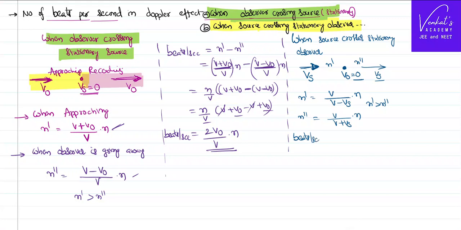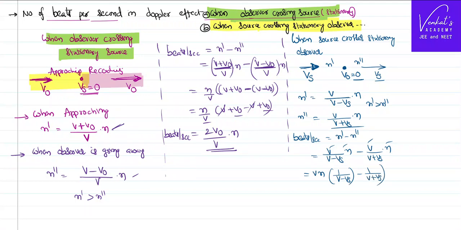So the number of beats per second is the difference in the frequencies, N dash minus N double dash. N dash is V by (V minus Vs) into N, minus V by (V plus Vs) into N. So V and N are common for both the equations. 1 by (V minus Vs) minus 1 by (V plus Vs) is the thing that we need to solve. This is A minus B, this is A plus B, so the denominator is A square minus B square. The numerator of the first term becomes V plus Vs, minus the second term, V minus Vs.